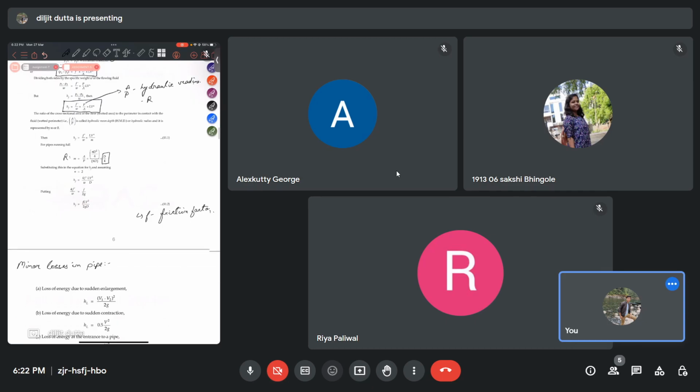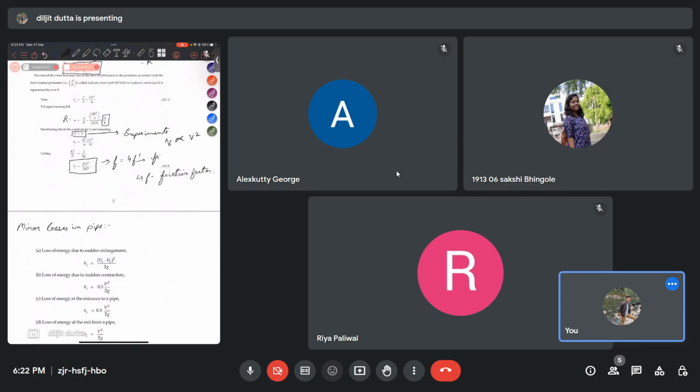Now, we will be assuming n equal to 2, and this comes from experiments: from experiments we get hf is proportional to V square. So the final formula that we get is hf equal to fL V square by 2g, where f is a friction factor and is related to the frictional resistance as 4f dash. f dash is the frictional resistance.